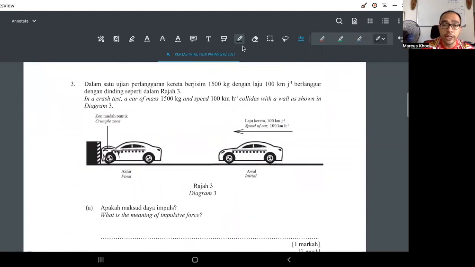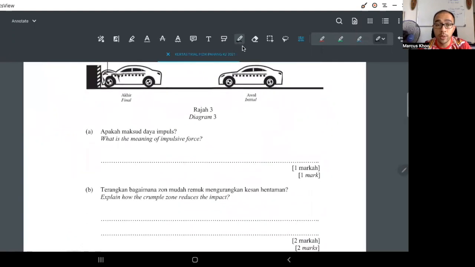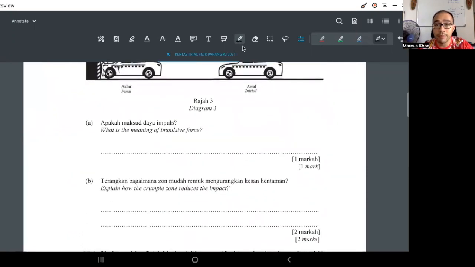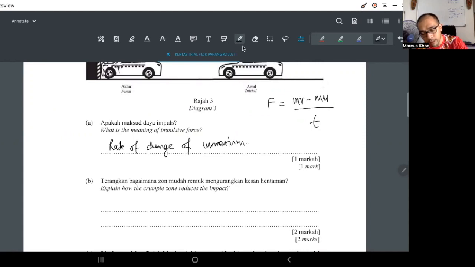Number 3, in a crash test, a car of mass 1,500 kg and speed 100 kilometers per hour collides with a wall as shown in diagram 3. What is the meaning of impulsive force? I think I mentioned this yesterday. Impulsive force is the rate of change of momentum. Just a reminder, the formula is (mv minus mu) per t. mv is momentum, mu is also momentum, but mv minus mu is the change in momentum. So when you divide it by time, it becomes the rate of change of momentum.